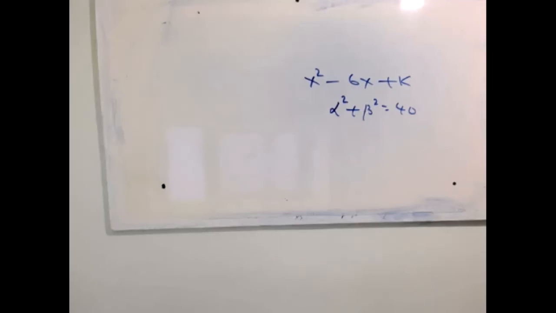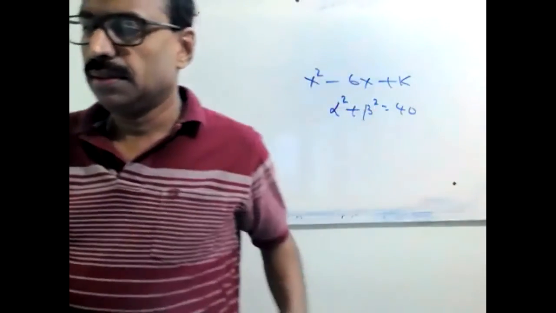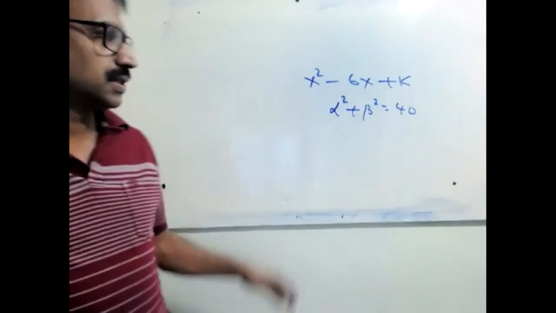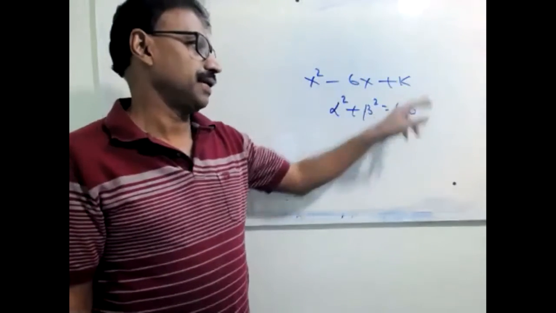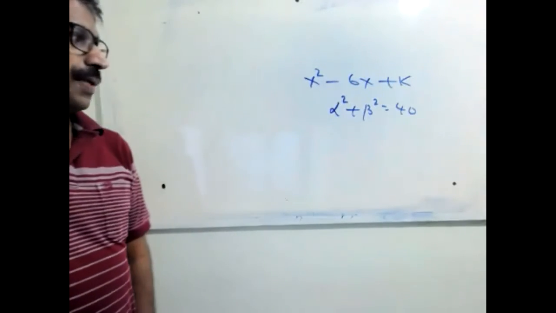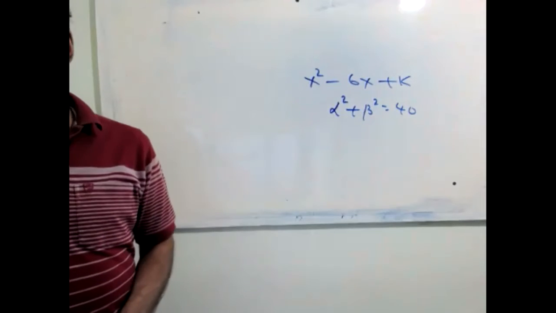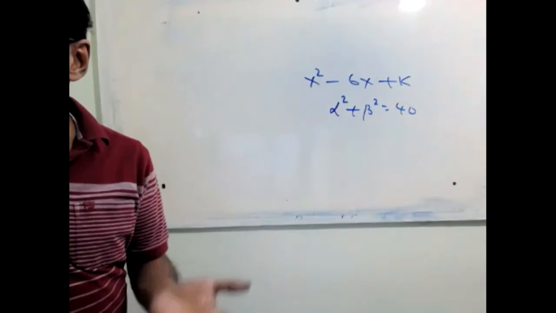Okay, question again. Alpha and beta are the zeros of the polynomial x square minus 6x plus k such that alpha square plus beta square equals 40. Anyone have doubt how to write what is alpha plus beta?